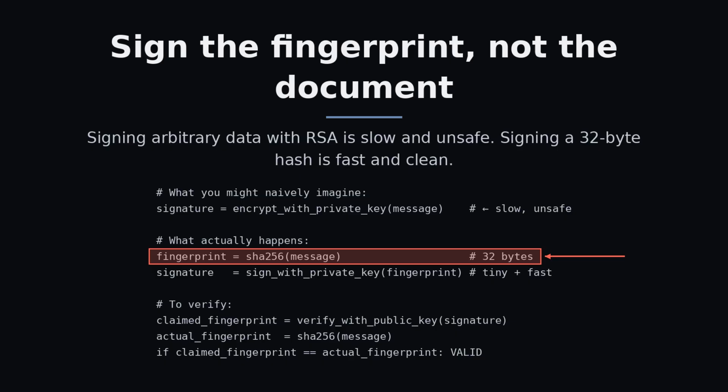The second reason is more subtle but more important. RSA on raw arbitrary data has a bunch of security gotchas that disappear the moment you sign a fixed size hash instead. So every modern signature scheme works the same way. Hash the message, sign the hash. To verify, hash the message yourself and check the signature against your hash.